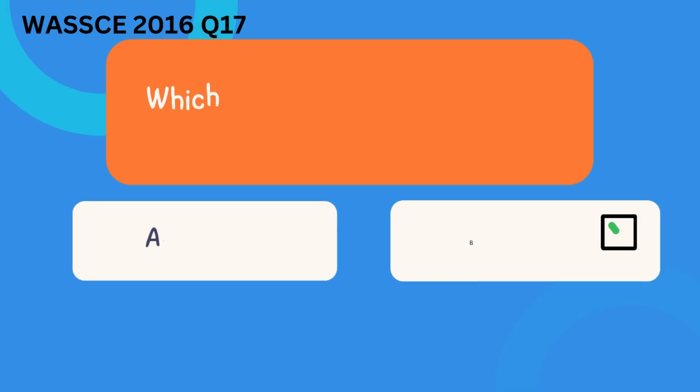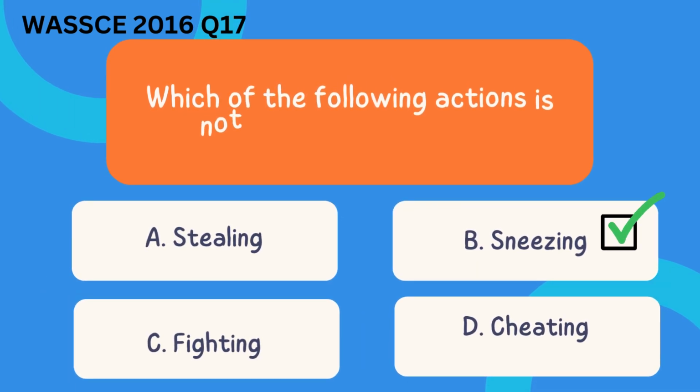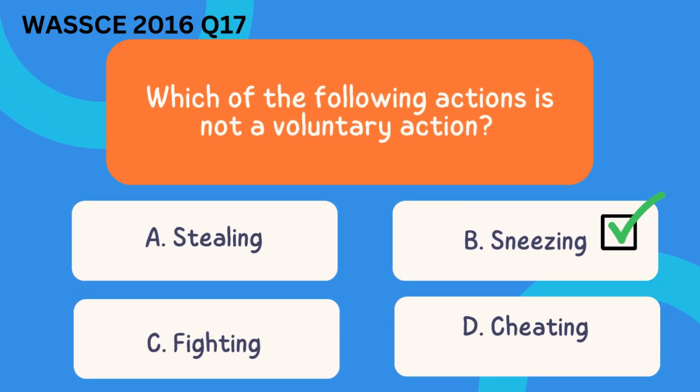The correct option is option B, sneezing. Sneezing is not controlled by the brain, so it is not a voluntary action. However, option A, which is stealing, option C, fighting, and option D, cheating, are all voluntary actions. They are actions that we think about before we perform them.